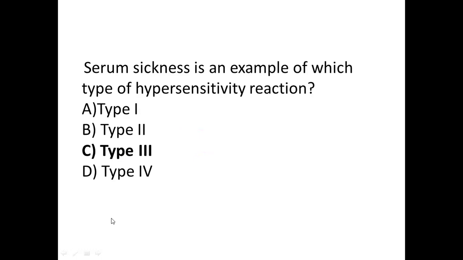Serum sickness is an example of which type of hypersensitivity? Serum sickness is an example of type 3 hypersensitivity. What is serum sickness? Whenever any allergen enters our body, it develops antigen-antibody complexes, and these complexes will be deposited in the body. The examples we saw for serum sickness are arthritis, glomerulonephritis, systemic lupus erythematosus. All these examples come under serum sickness, including type 3 hypersensitivity reactions.